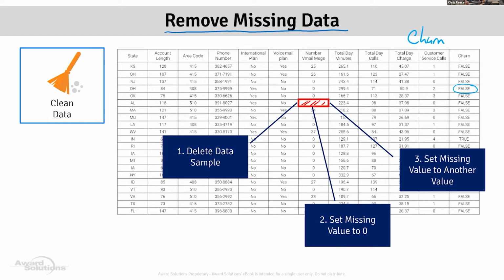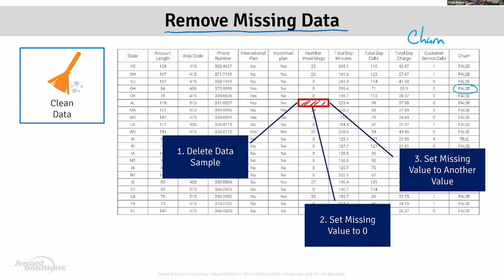So there's 3 basic approaches to fixing missing data. And in this example, I only have this one spot. I could have this all over the place in many different columns. But in this particular example, I only have this one spot that has missing data. So what can I do about it? Well, I've got 3 basic approaches.